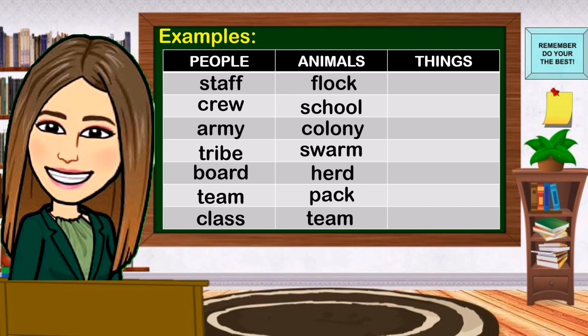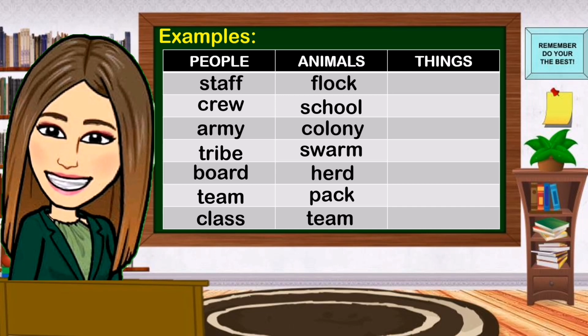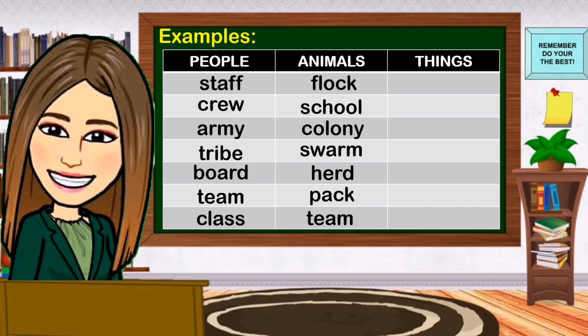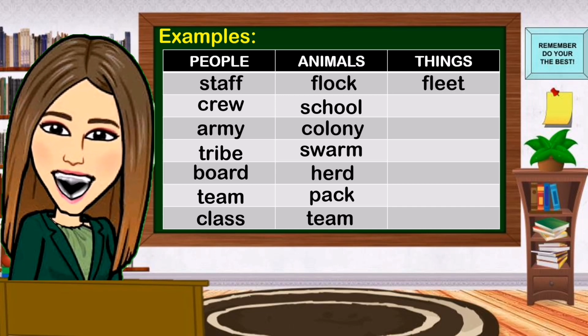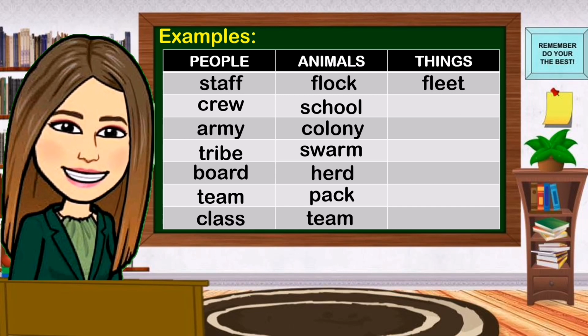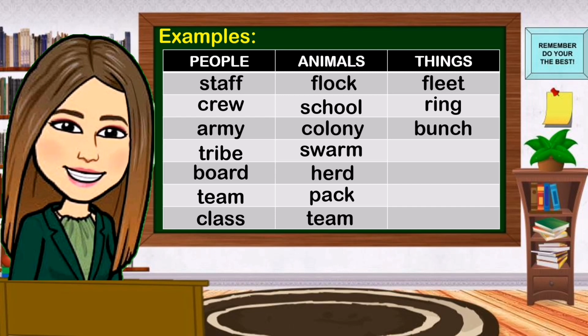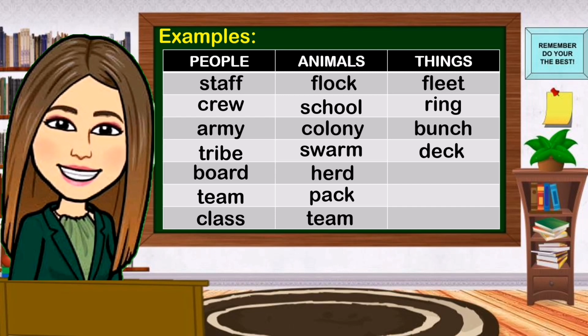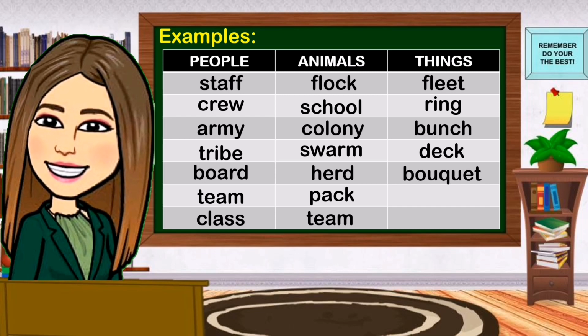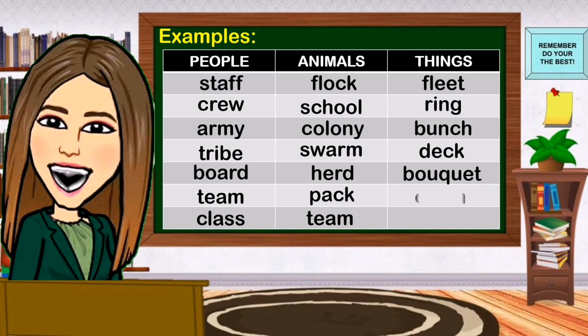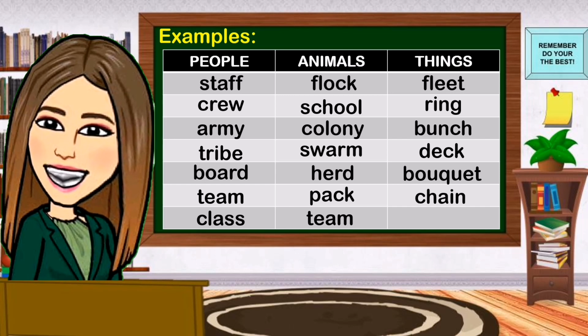Collective nouns are also used to define the group of things or objects, like for example, fleet is a group of ships, ring is a group of keys, bunch is a group of grapes, deck is a group of cards, bouquet is a group of flowers, chain is a group of islands, and network is a group of computers.